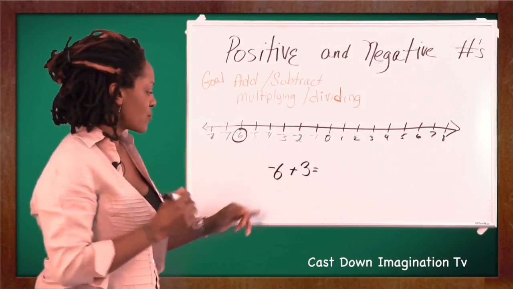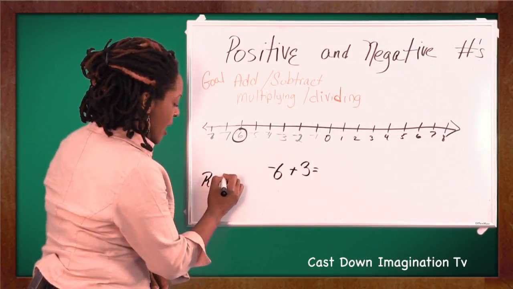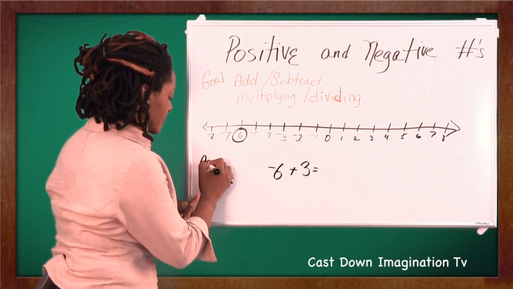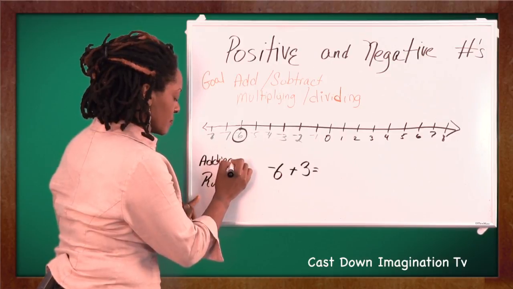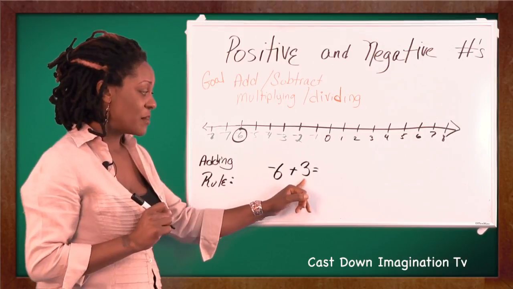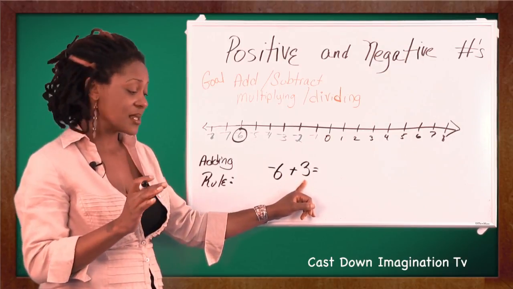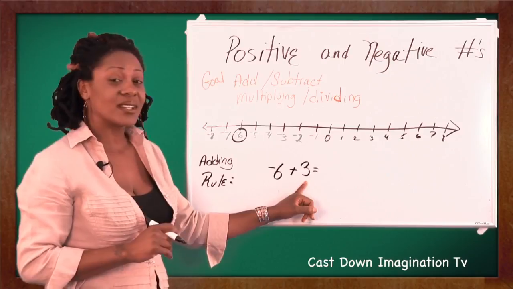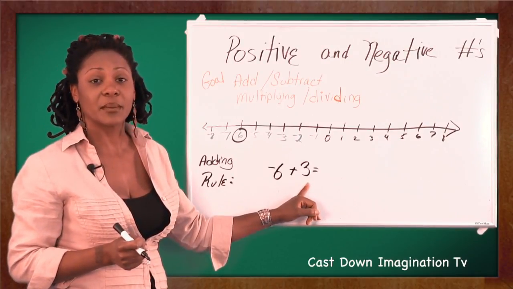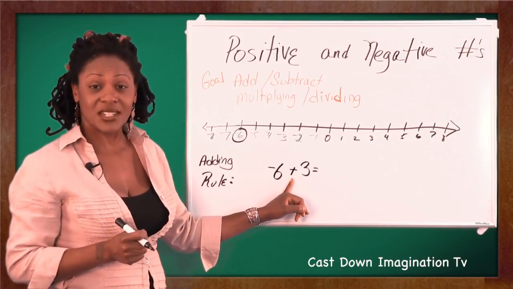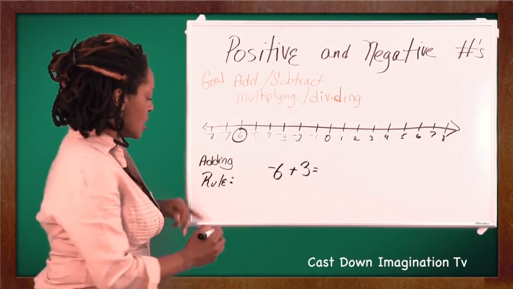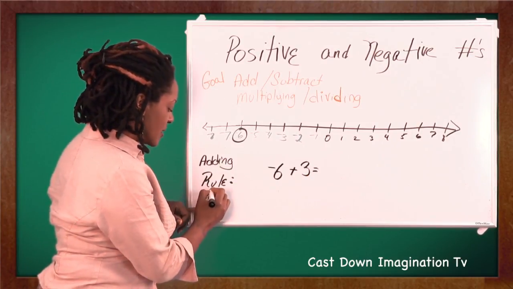So what is our rule for adding? Get ready to write. Rule for adding. Good. Here we have, if both the numbers are different, meaning one's positive and one's negative, we are going to subtract those numbers. So we're going to take the larger number and subtract the smaller number. Now, even though our function is addition, that is the rule for when you have different signs. So here, the rule for adding, different signs.